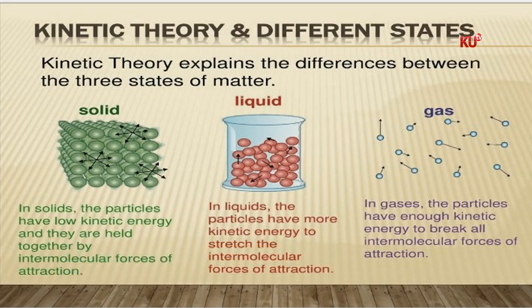Now, when you look at what is on your screen, the first diagram, which is green, we are talking about how the kinetic theory explains the difference between the three states. I already stated that. Now, if you look at the first diagram, in solids, we are saying the particles have low kinetic energy. I already said what kinetic energy is. It is about movement, meaning if we say that solids have low kinetic energy, it means there is little or almost no movement between the particles.